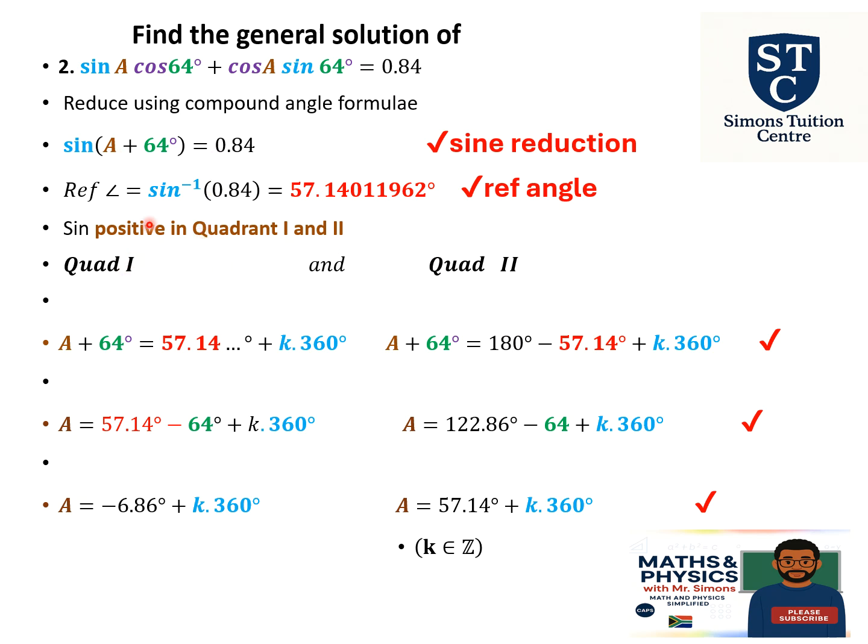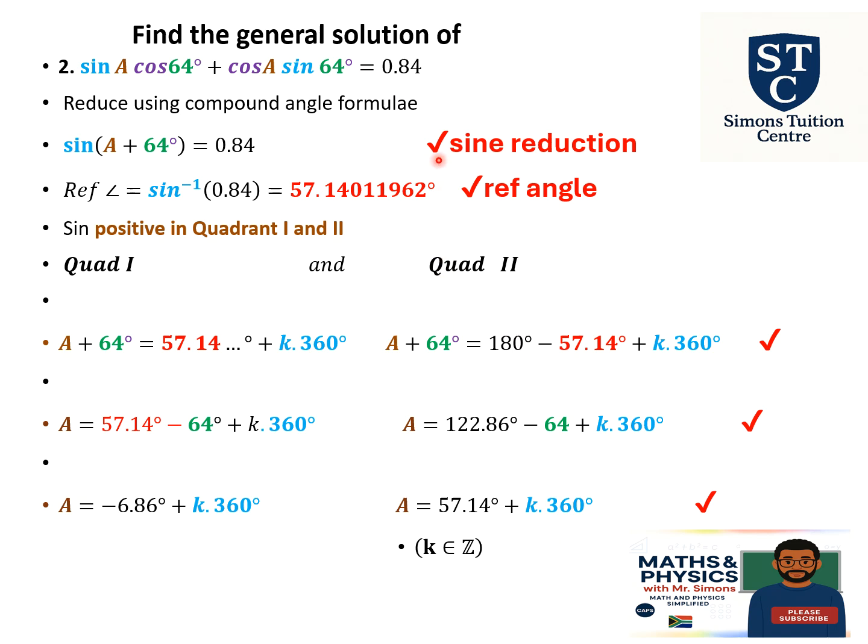So in quadrant 1, I have A plus 64 equal the reference angle plus k times 360. If I take 64 over, 57,14 minus 64 plus the k times 360 becomes negative 6,86 plus k times 360. For quadrant 2, A plus 64 equal 180 minus my reference angle of 57,14 plus k times 360. 180 minus that gives me 122,86. Take plus 64 over, it becomes minus 64. So 122,86 minus 64 gives me 57,14 plus k times 360. Must end off and write k element of integers.